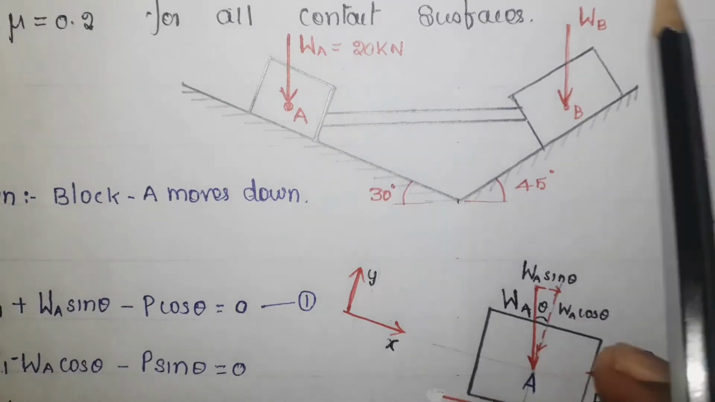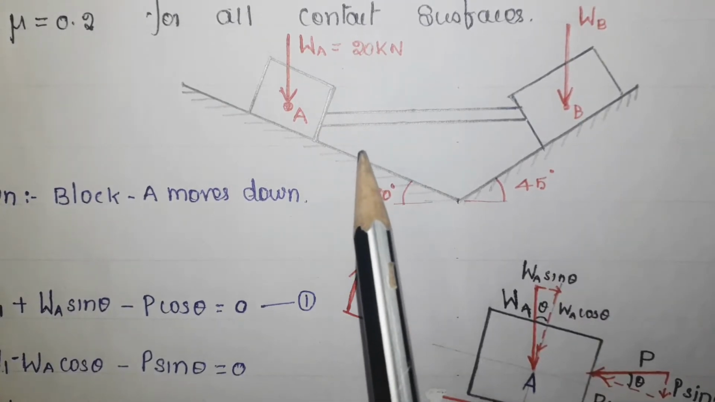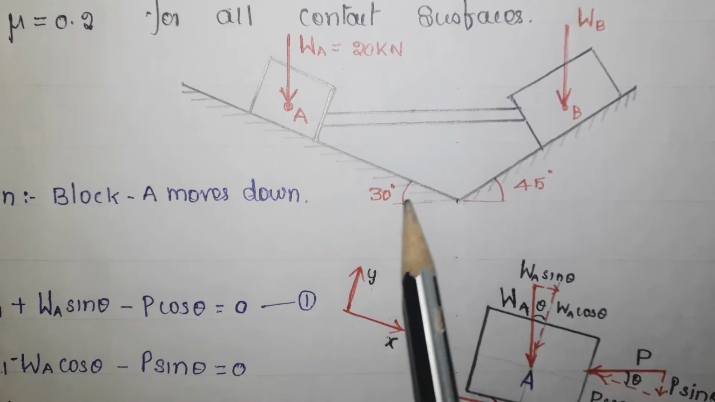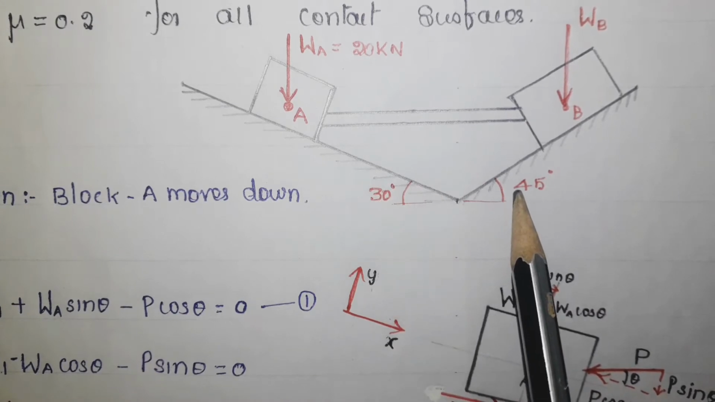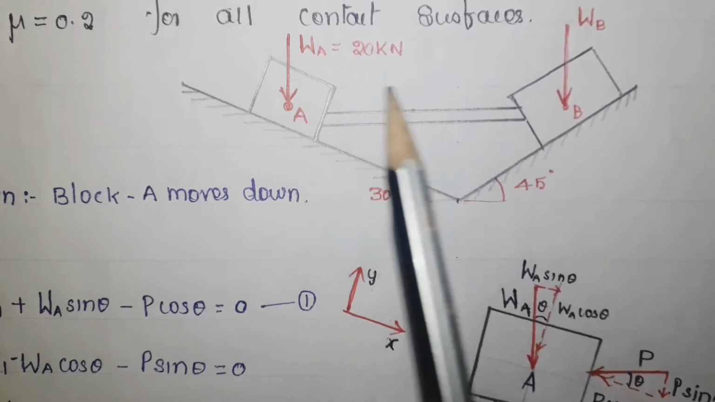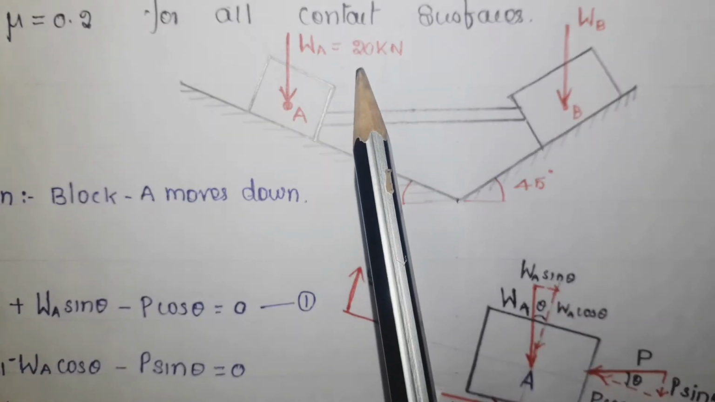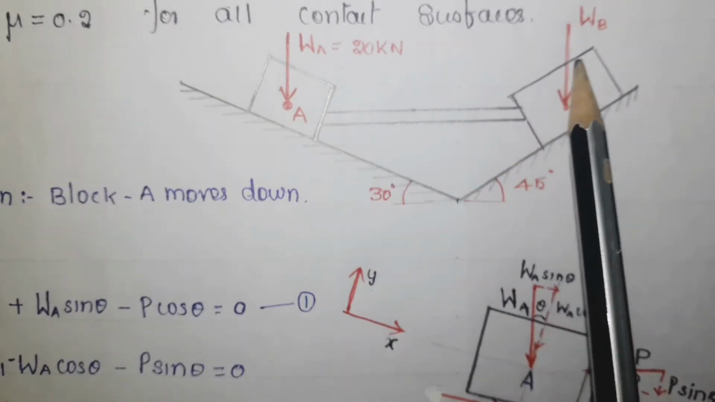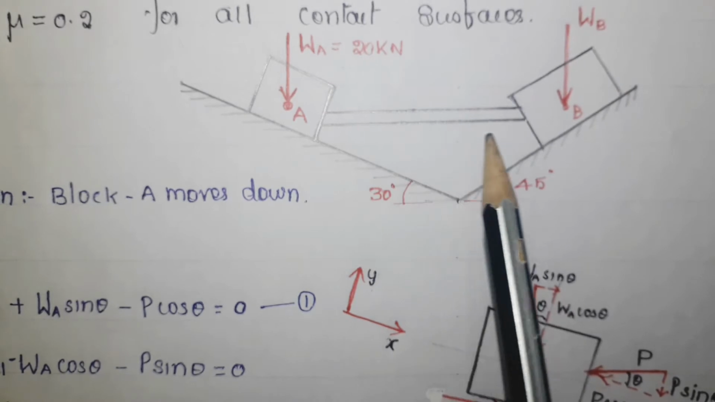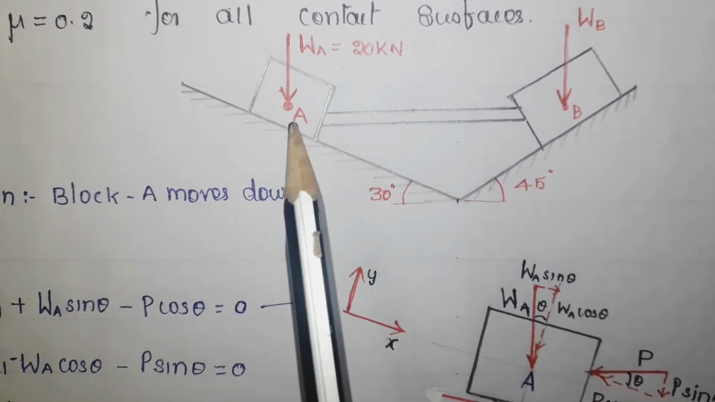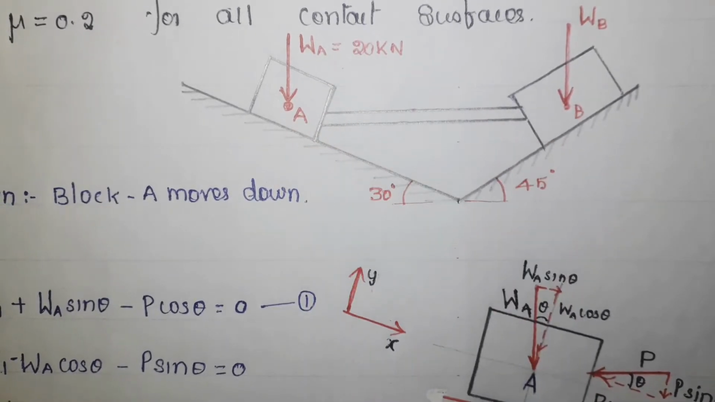Now this is the given problem. There are two inclined planes, one at 30 degrees, another one at 45 degrees. Two blocks are given, one is A which is having 20 kilonewton, another one is having an unknown value. Now this is the horizontal rod that supports and connects these two blocks.